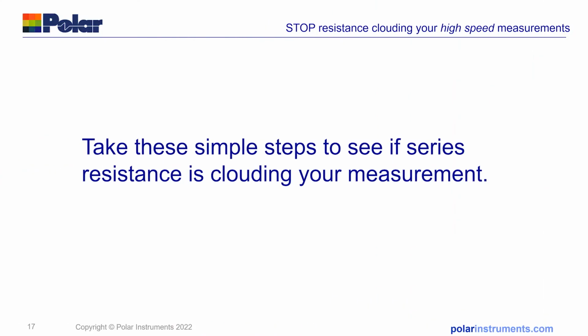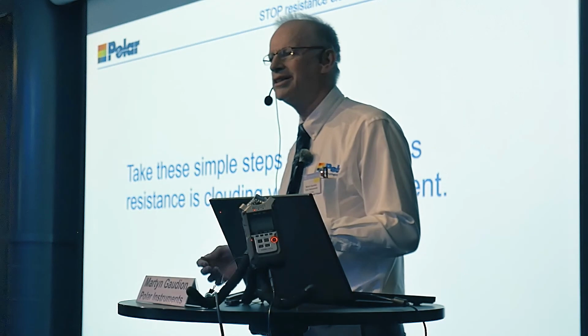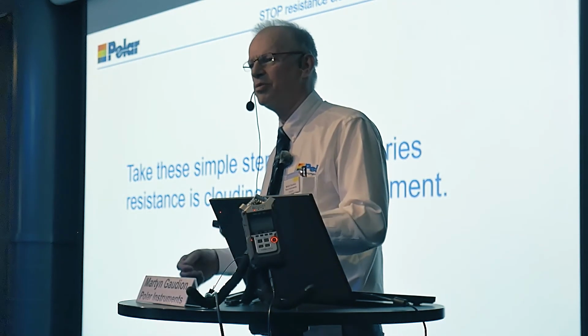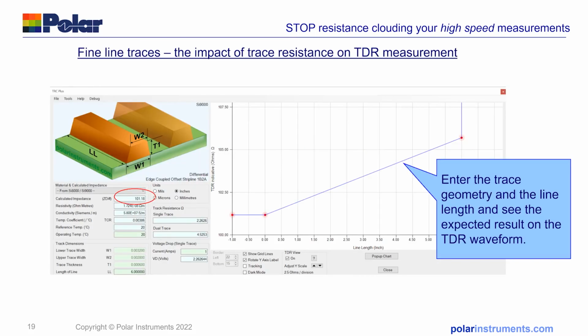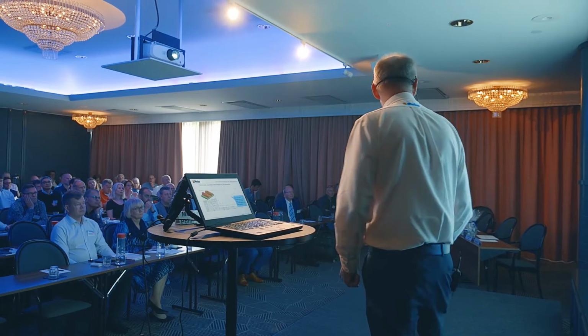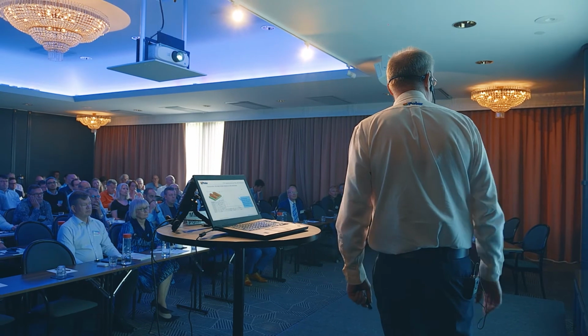So, very simple steps, and you don't have to remember these, but if somebody asks you a question about an incorrect decay on a data sheet, come back and ask me, and I can fill in the details later on. What you do is model the resistance and simulate the effect on a TDR trace. So, very simple simulation here is, I've put in the trace geometry of this differential pair, and by modelling the copper thickness, the copper width, we can see how much rise there's going to be in the TDR trace. And then you can remove that effect from the TDR measurement.